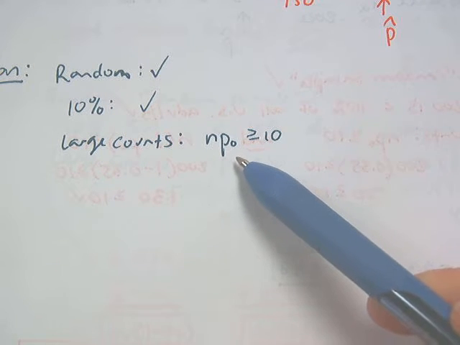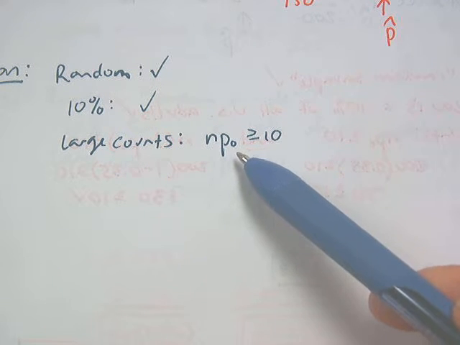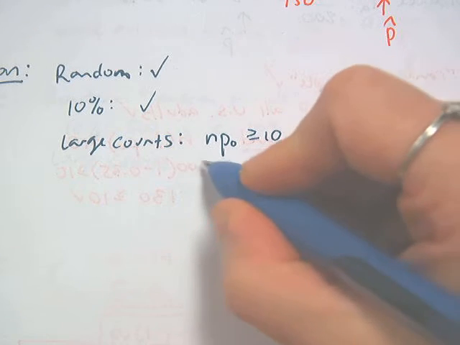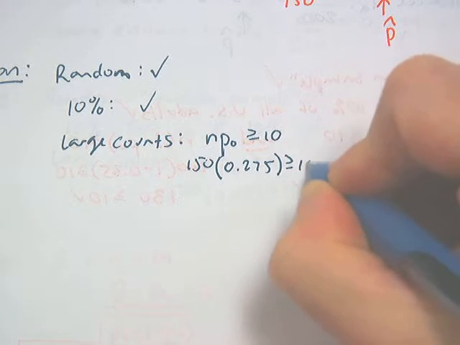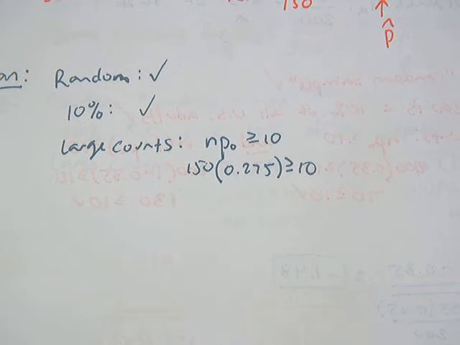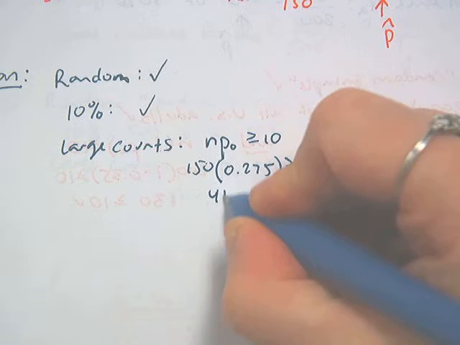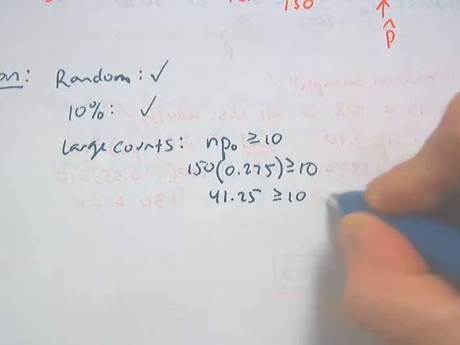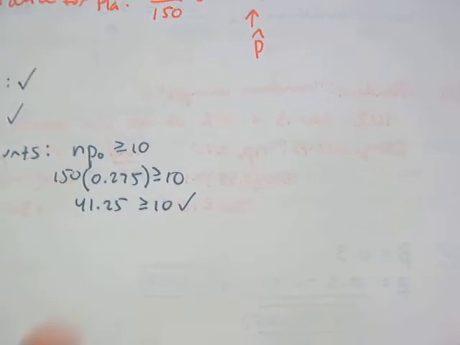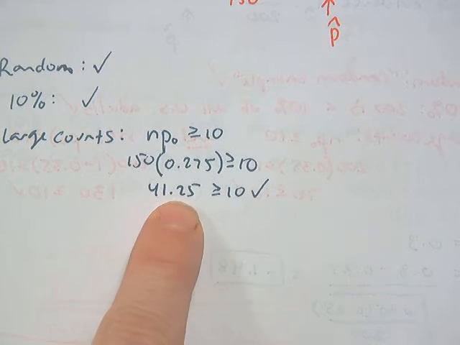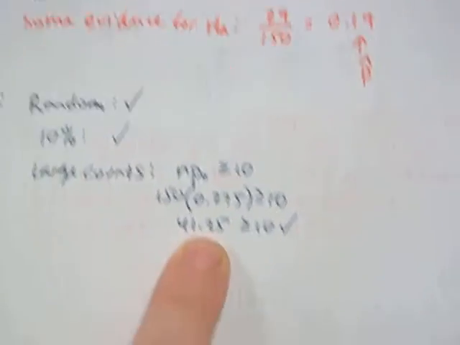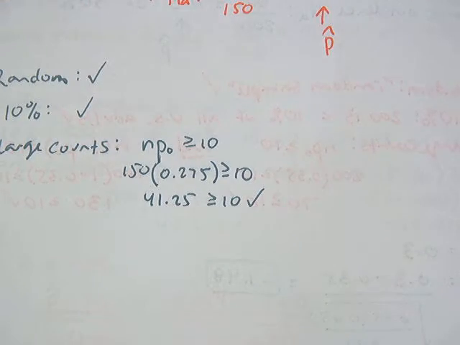When you get to here, I keep mentioning this shortcut. Let me show you. If you take the sample size and multiply by 0.275, you get 41.25, which is greater than or equal to 10. Whatever you're going to get over here, when I add it to 41.25, I'm going to get the sample size of 150 students. So the really fast way is just take 150, subtract 41.25.